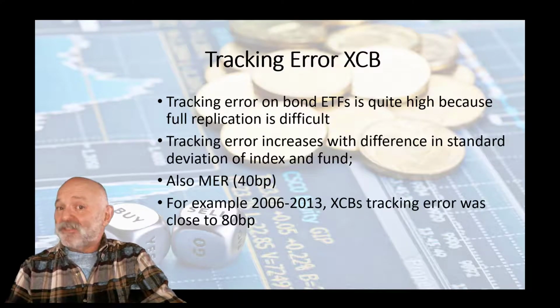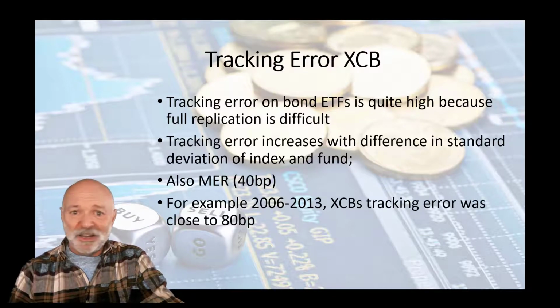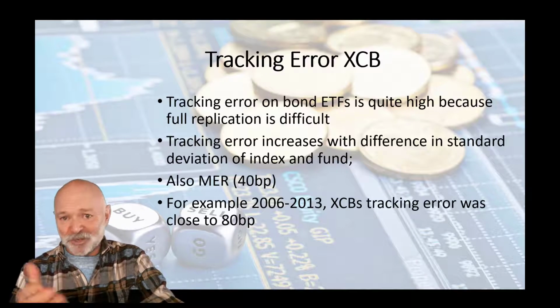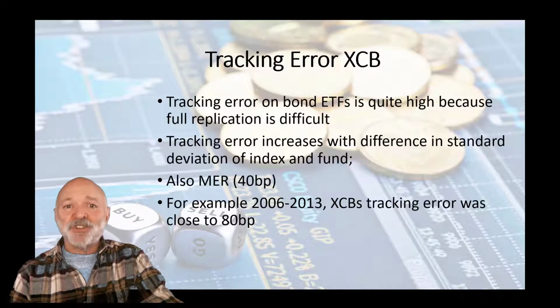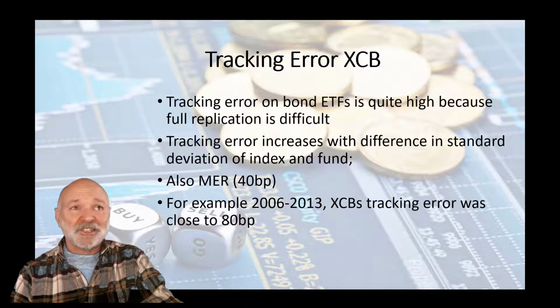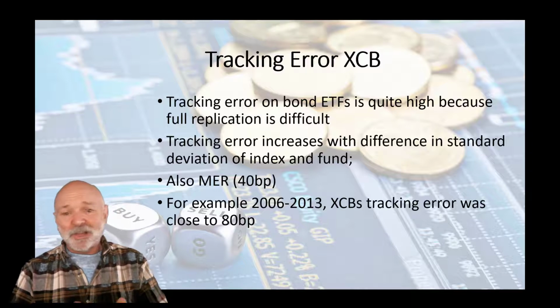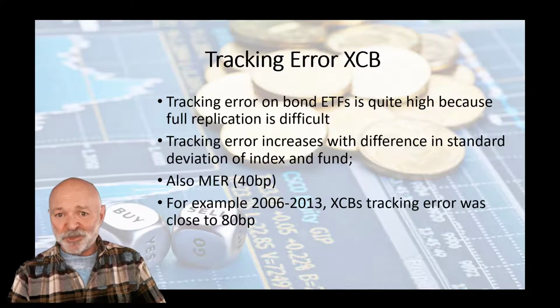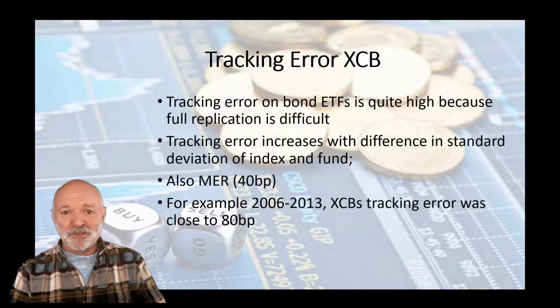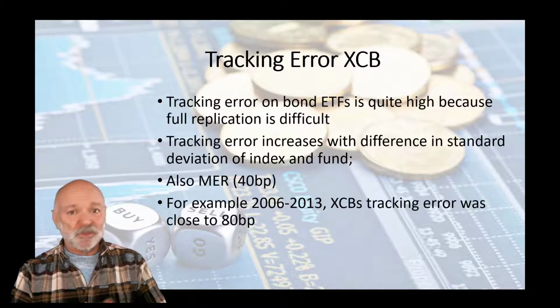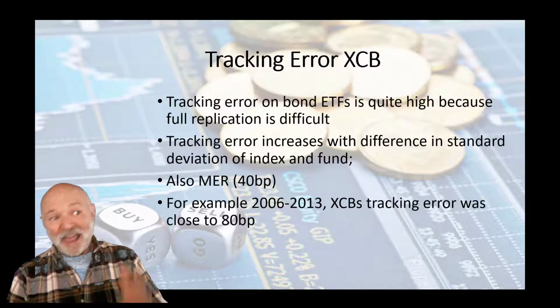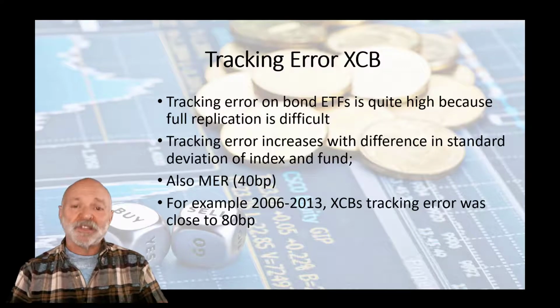It would be relatively easy to do this for an equity ETF. For example, a sister ETF of XCB is XIC, which is a Toronto Stock Exchange Capped Composite Index. And it's relatively easy to buy the 170 or so stocks that you need in order to make that index work. Almost zero tracking error, and the management expense ratio is a lot lower at only about 20 basis points.